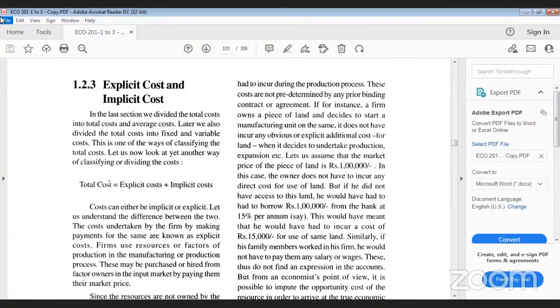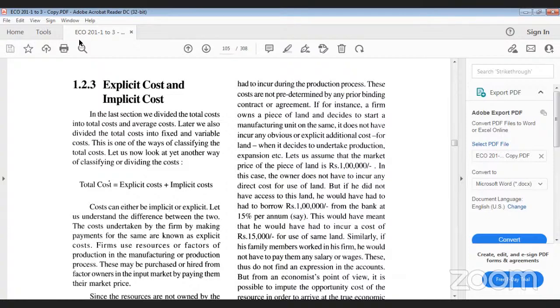Implicit cost and explicit cost. In the last sections, we divided the total cost into the total cost and the average cost, and later we also divided the total cost into fixed and variable cost. This is one of the ways of classifying the total cost. Let us now look at another way of classifying or dividing the costs.